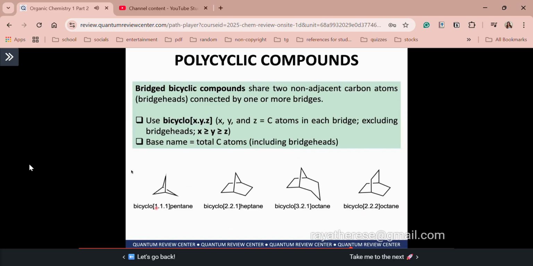Let's check. First one, again, count the base name. The total number of carbon atoms we will use for the base name. Let's see how many carbons. 1, 2, 3, 4. Sir, there is one more above the plane of the ring.